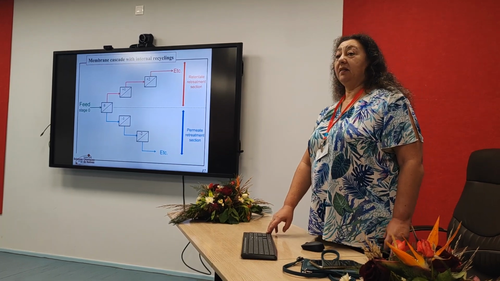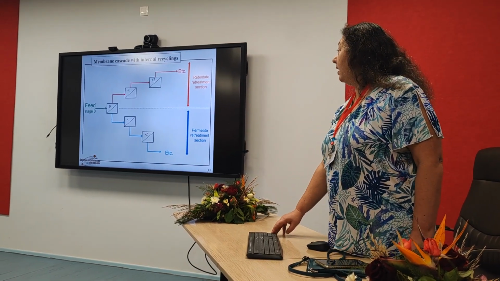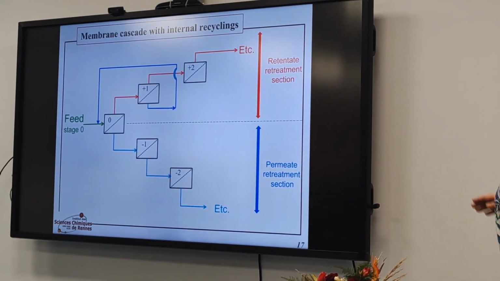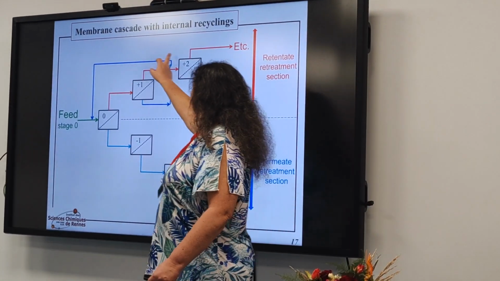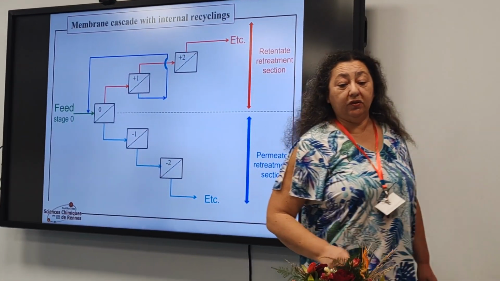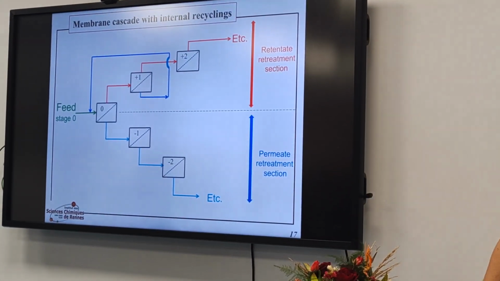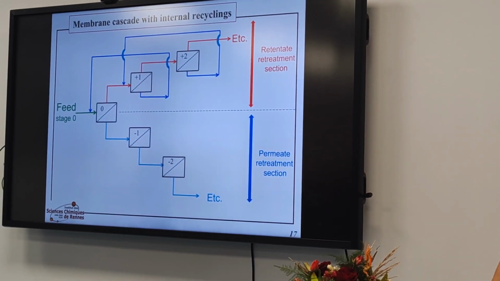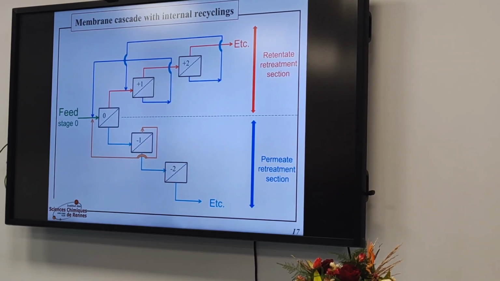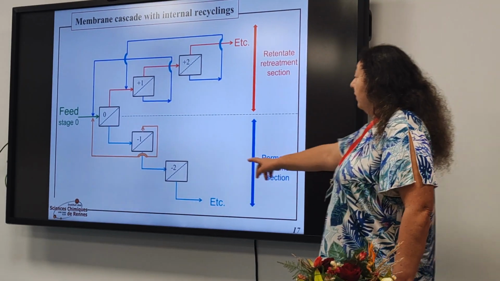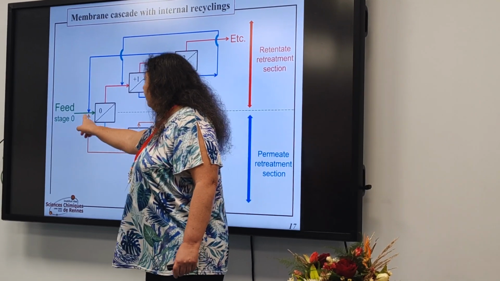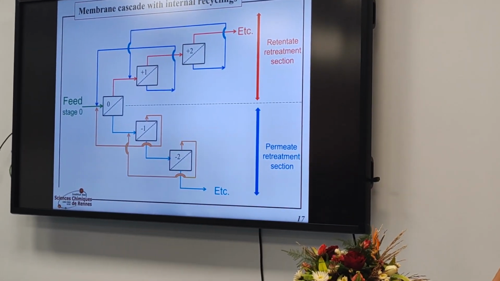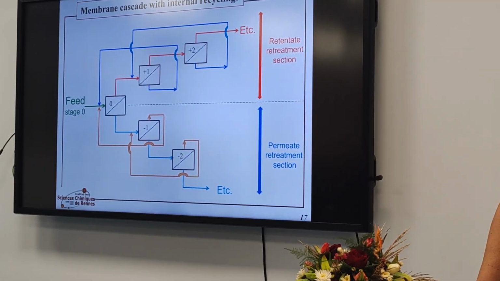Permeate retreatment, as with the simple cascade, but now we also had recycling of the permeate of the first stage to the previous stage's entrance, and this will be done for each stage. And in the permeate retreatment section, the retentate will be recycled at the entrance of the previous stage, and it will be achieved for all the stages.